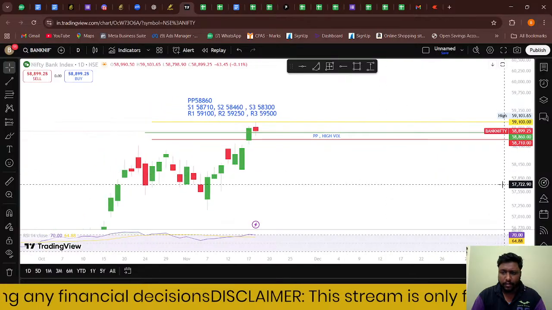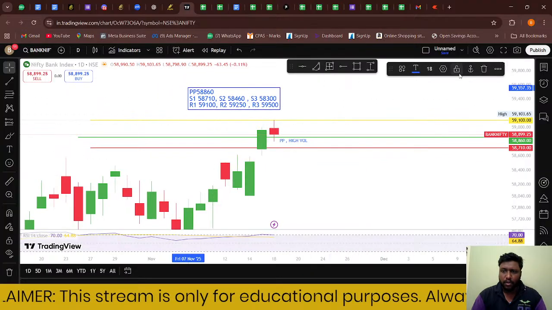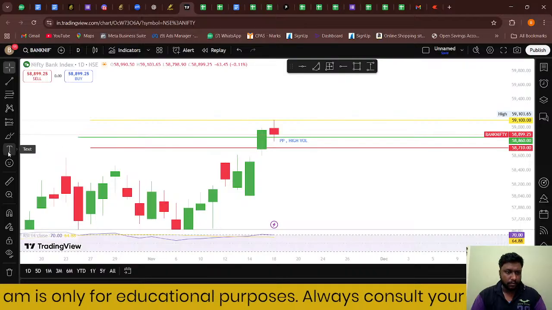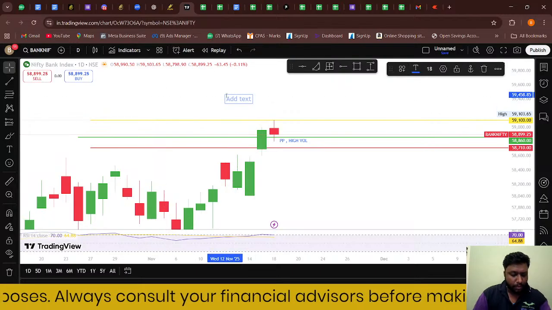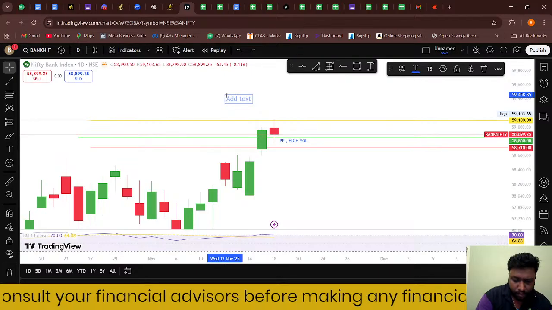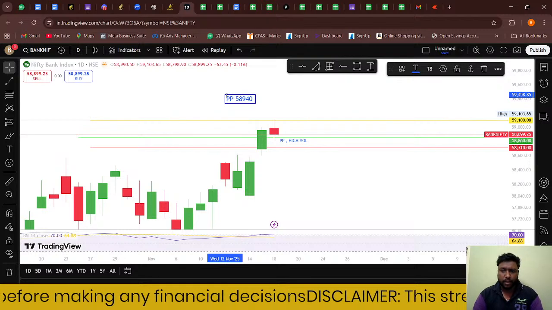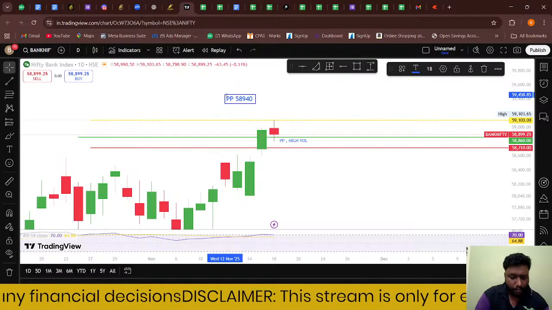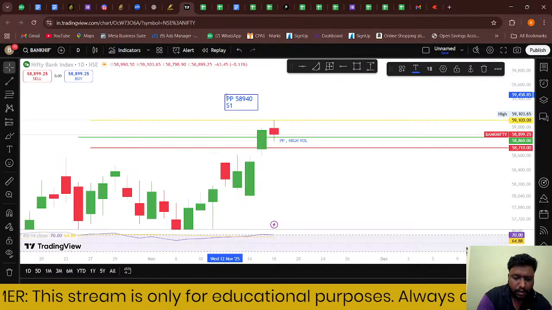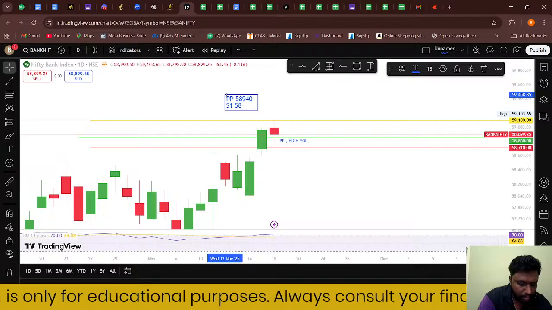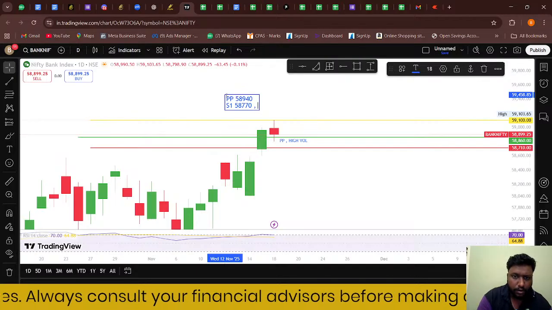So these were the levels for Bank Nifty yesterday. So Bank Nifty tested our R1 yesterday. So we will mark today's levels for that. So Bank Nifty, the pivot point lies at 58,940. 58,940 is where today's pivot point lies. 58,940 will be the pivot line for today. Support one is at 58,770, we round it off to 770.